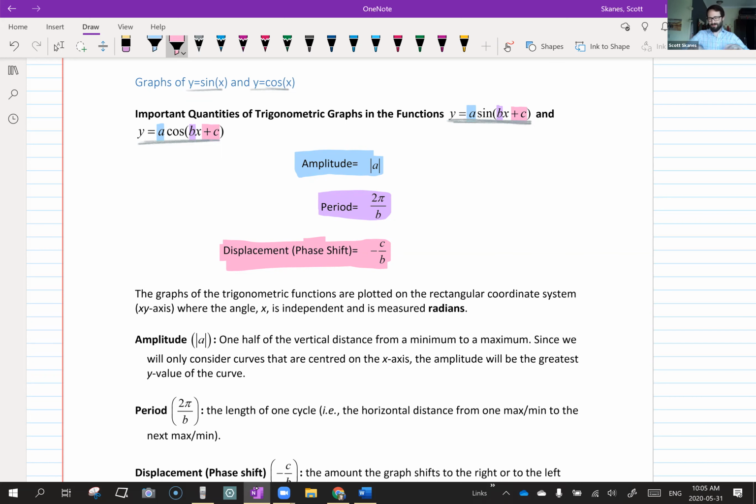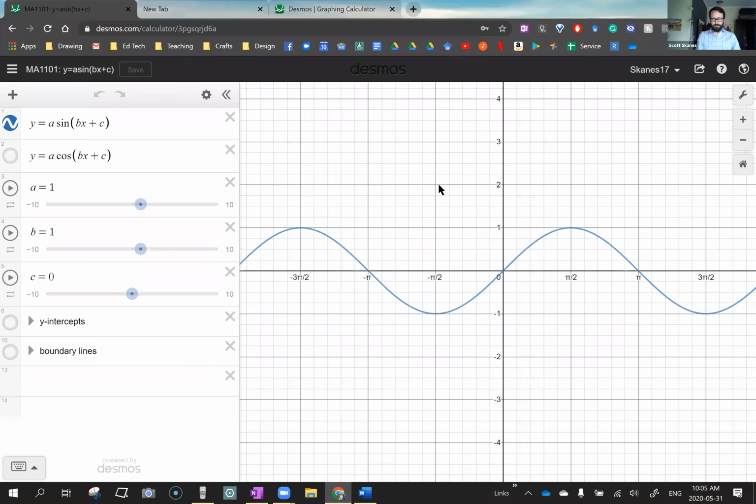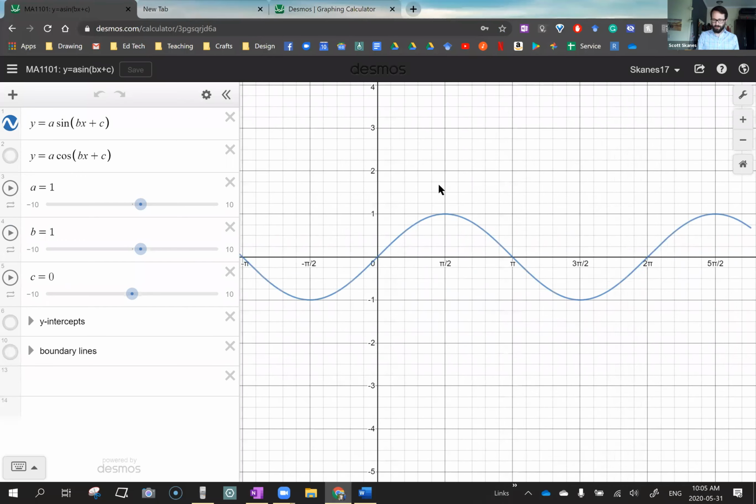So before I talk about a lot of this stuff, let me show you it on Desmos, because I think it'll help you understand it a lot better. How do A, B, and C affect things? So this is a graph of a sine curve. I'm assuming you've seen a sine curve before. I'm pretty sure you've even seen them in this course. If you're not familiar with them, well, this is what they look like, okay?